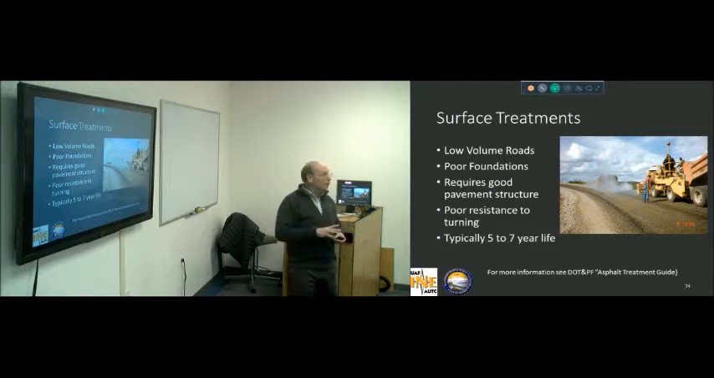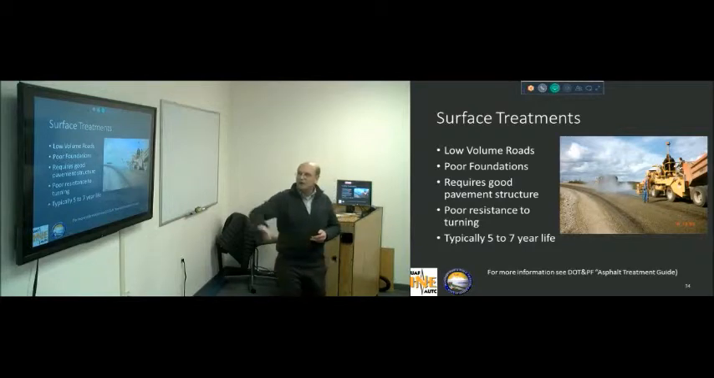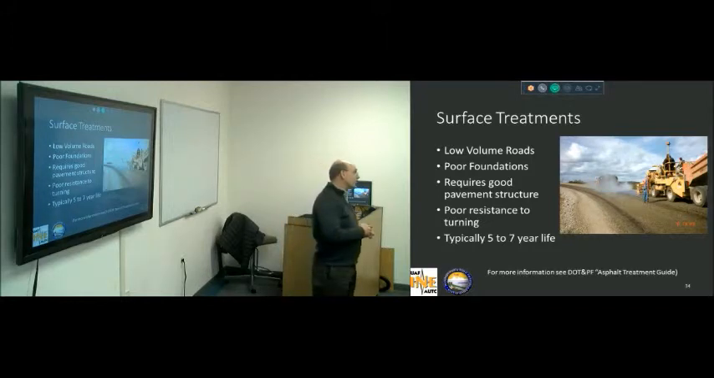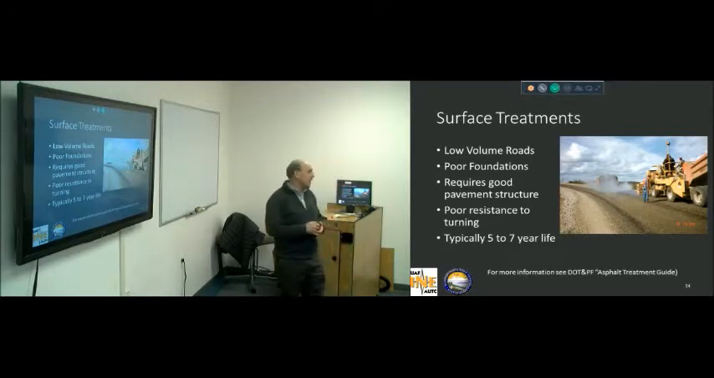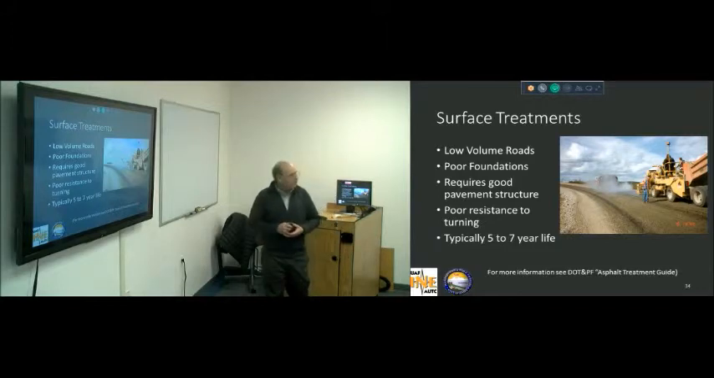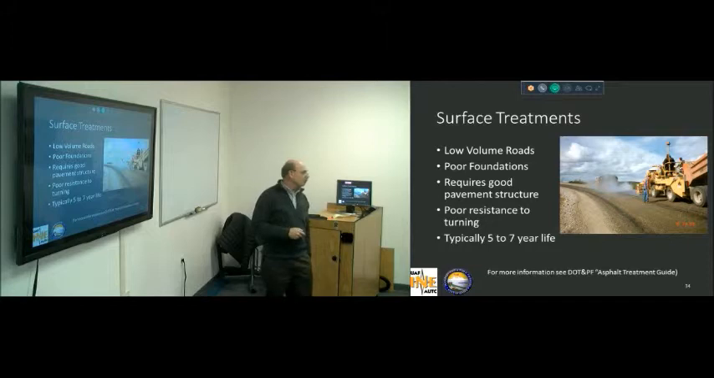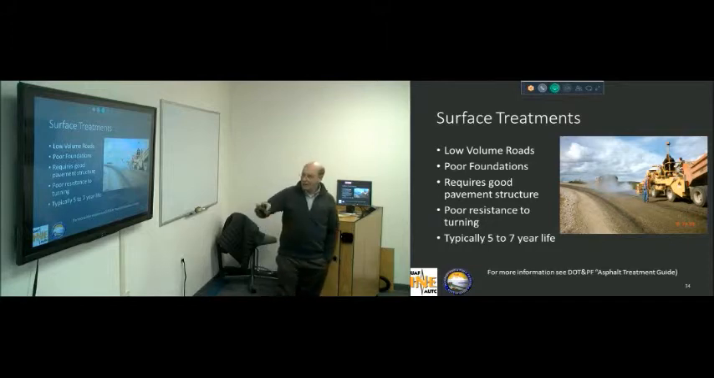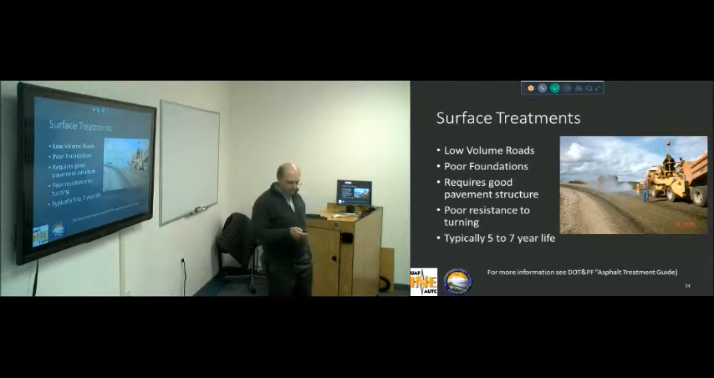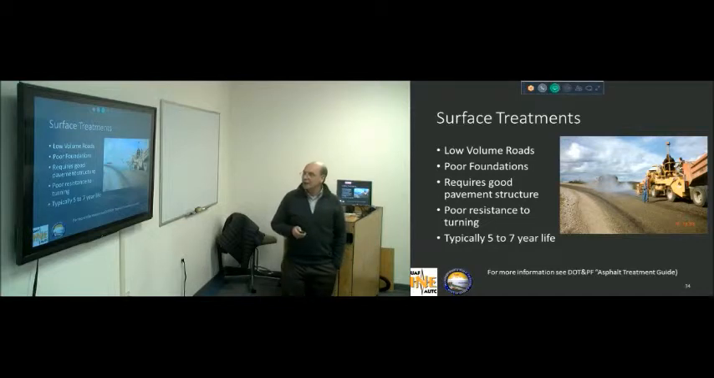It does not do very well in turning situations, so if you've got an area where there's a lot of turning movements in there, you may want to choose to do something else. The typical life is 5 to 7 years, although I have seen some surface treatments out there that are 25 years old. Hurst Road is a good example of that. Before it was repaved, Black Road in the Fairbanks area, they have done very well under some circumstances, but in most cases, this is what you can expect out of it.